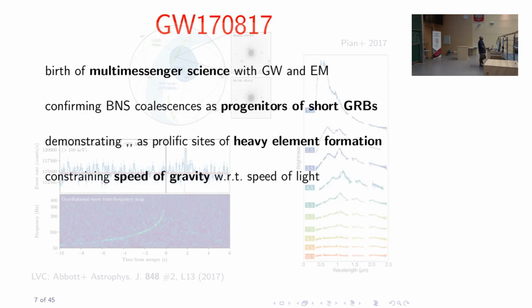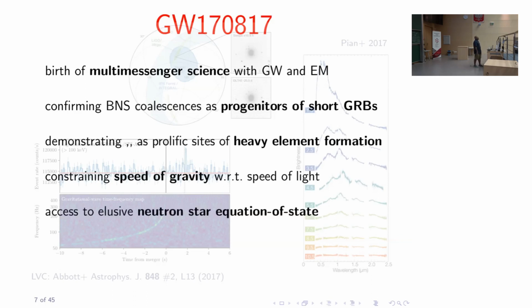The signal from the GRB and the gravitational wave arrived almost at the same time after traveling for millions of years. This constrained the speed of gravity with respect to light. We know that gravity is traveling exactly at the speed of light. This actually killed a number of modified gravity theories which would have propagated gravity at a different speed from the speed of light.